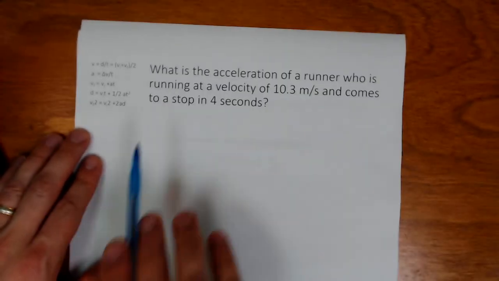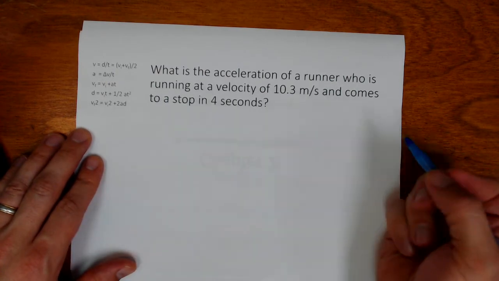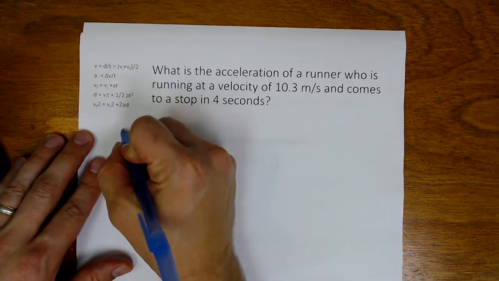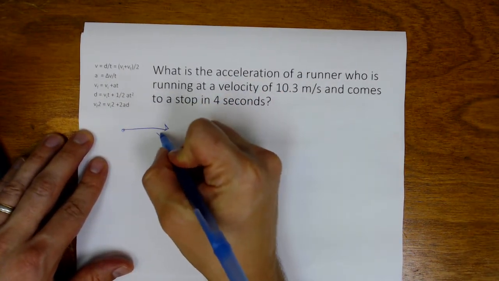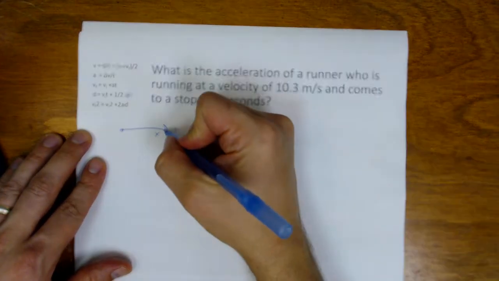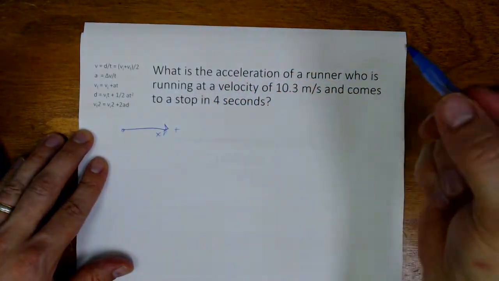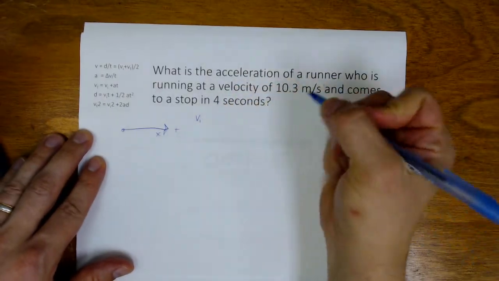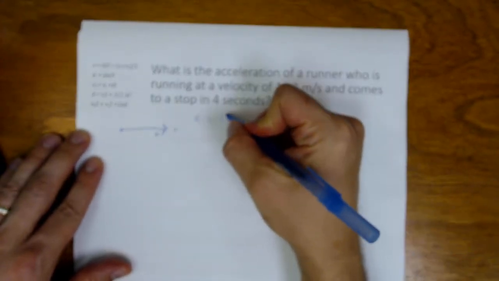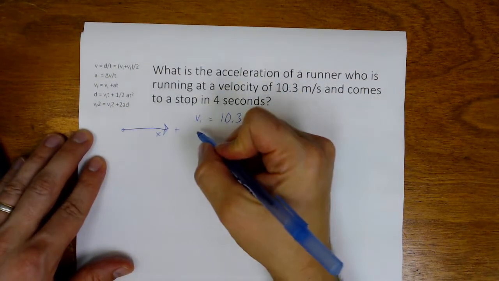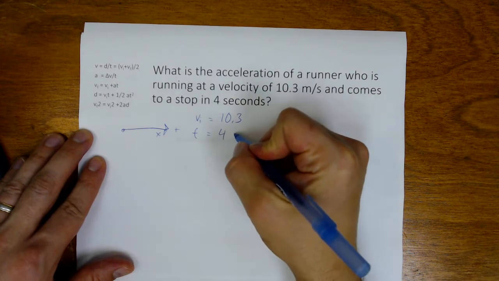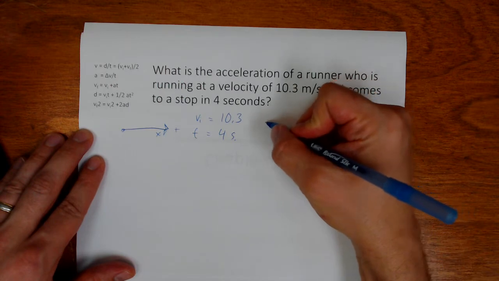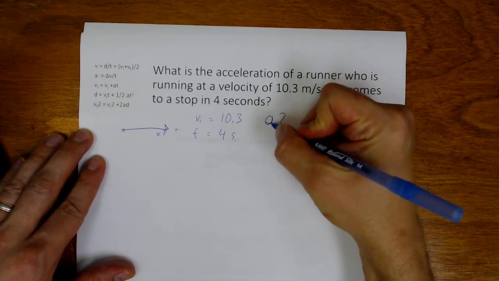What is the acceleration of a runner who is running at a velocity of 10.3 meters per second and coming to a stop? So this person is running, so we can say our reference system is someone running in the positive x direction here. Our knowns: we have a runner, velocity. So our v of i, our initial velocity, is going to be 10.3. We have a t, which is going to be 4 seconds. And what we want to know is the acceleration.